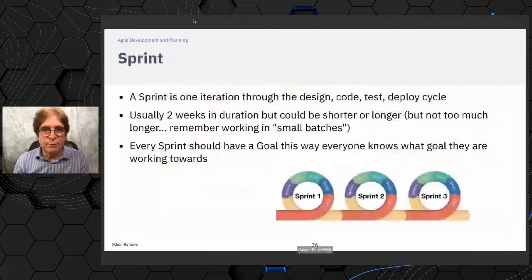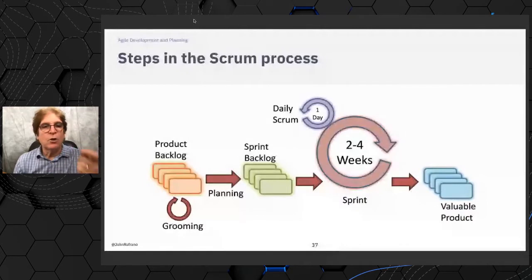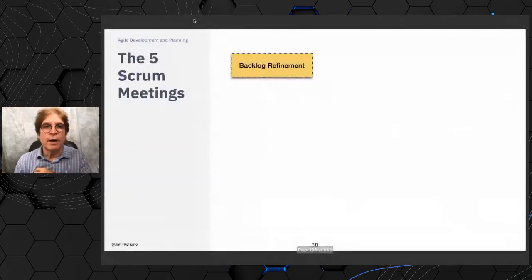So sprints, you're probably familiar with this. Your two-week sprints, they're iterations. You have your backlog and your sprint backlog, and then you iterate through your daily stand-ups, and hopefully a valuable product comes out. So these are the five Scrum meetings, and then I'm going to go through and we're going to make our backlog.